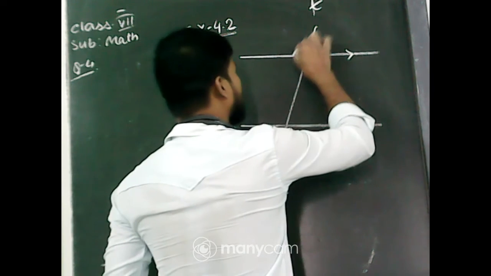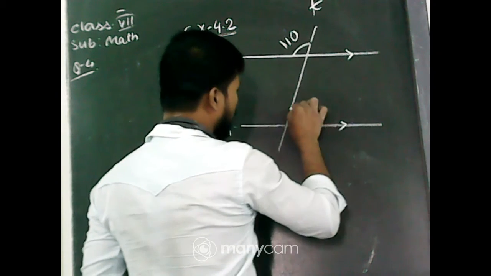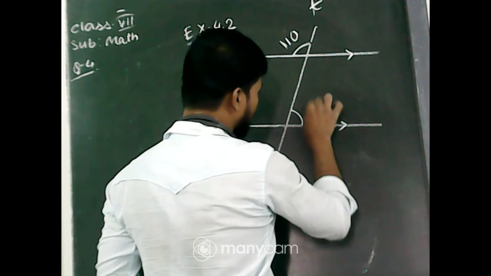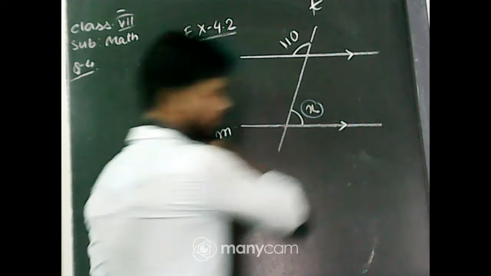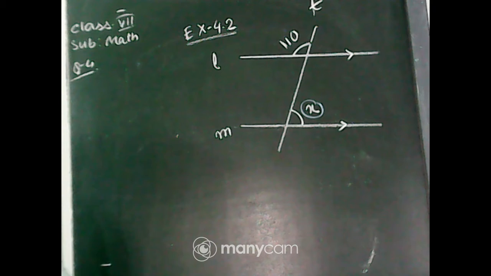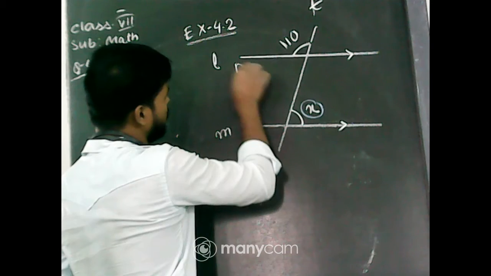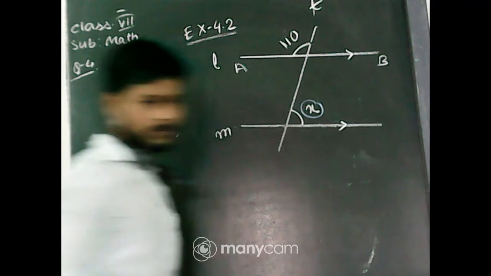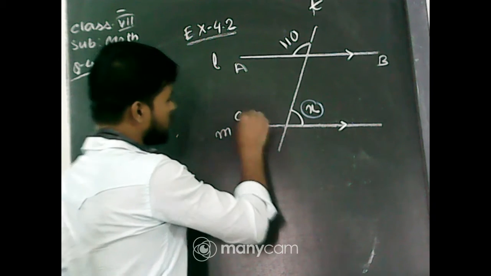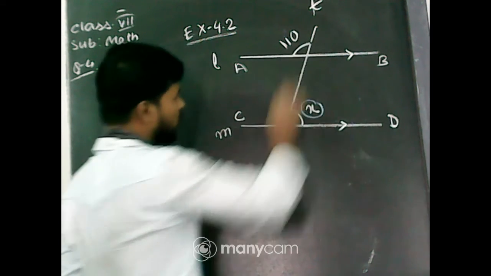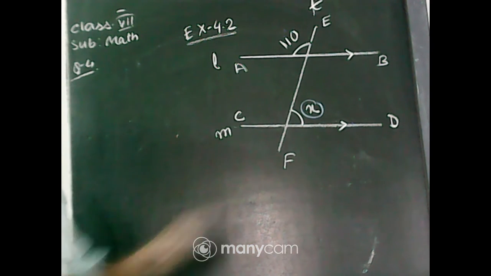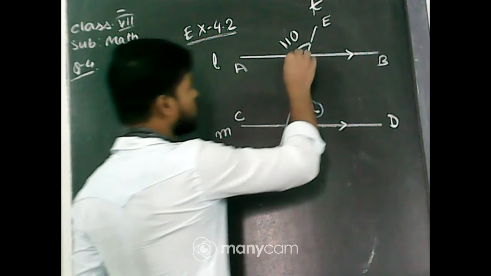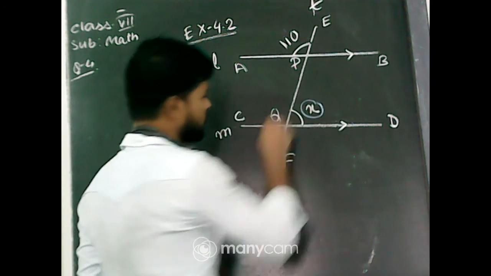This angle is given as 110 degrees and we have to find the value of this angle. Our target is to find the value of x. Now the question is how we'll find the value of x. So let's give the lines names. Let the first line be AB, the second line be CD, and the transversal be EF. Where the transversal intersects these two lines, suppose there is a point P and a point Q.